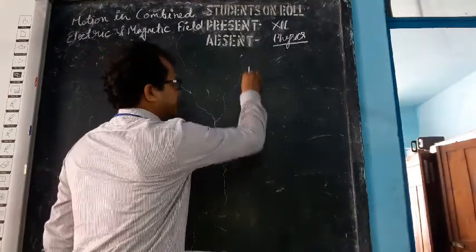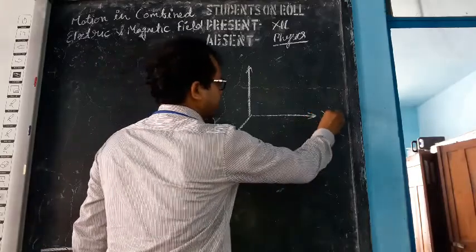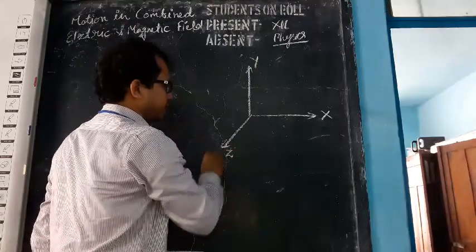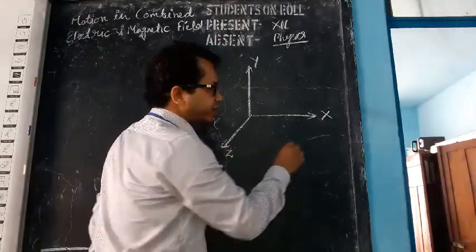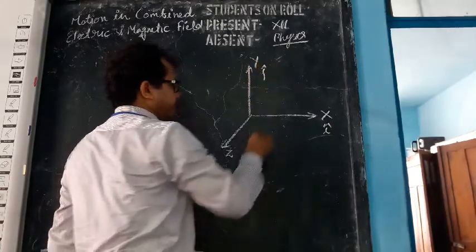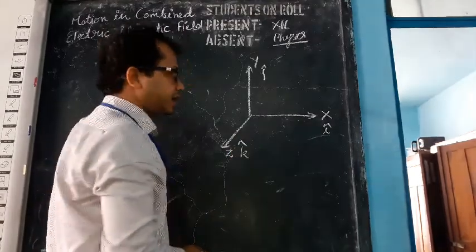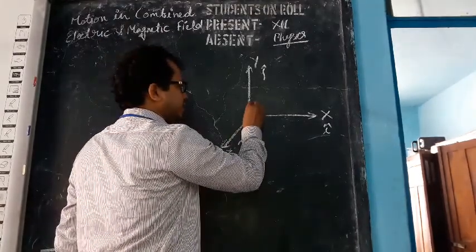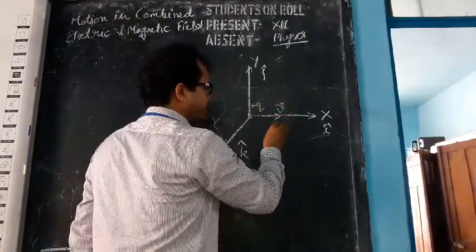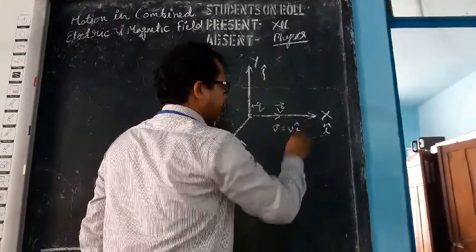So let us take a coordinate axis. Let us suppose that this is your x, here is your y, then according to the right hand coordinate system, this will be your z axis. And you know that along the x axis the unit vector is i cap, along the y axis the unit vector is j cap, and along the z axis the unit vector is k cap. And let us suppose that at the origin the charged particle, plus q, is moving along the x axis with the velocity v, and we can write vector v equals v i cap.